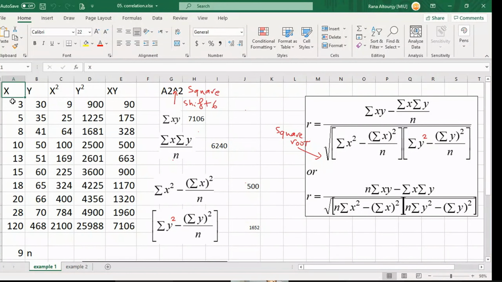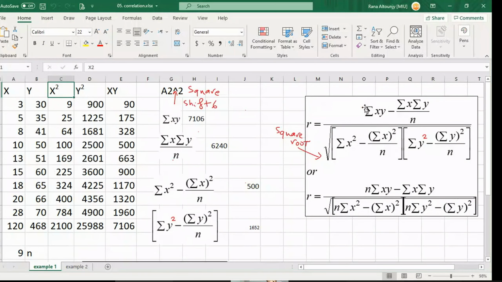So these are the values of X. We put them here. Values of Y, we put them here. X squared, okay, first instead of X squared. This is our equation which we want to have. R equals sum X multiplied by Y minus sum of X multiplied by sum of Y divided on N, divided on the square root of sum of X squared minus square of sum of X divided on N, multiplied by sum of Y squared minus square of sum of Y divided on N. So let's calculate each part of the equation separately, then we can get the value.